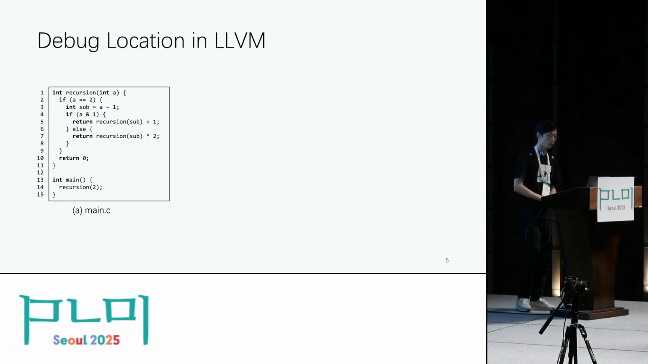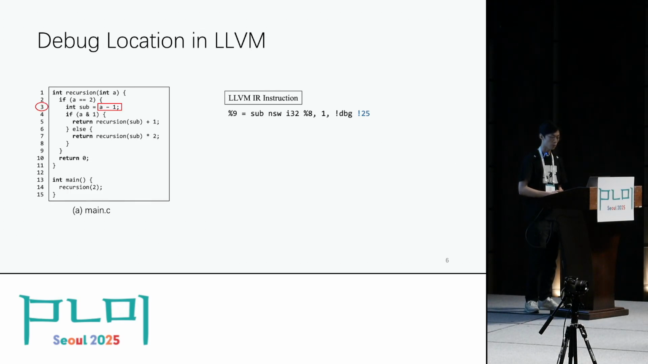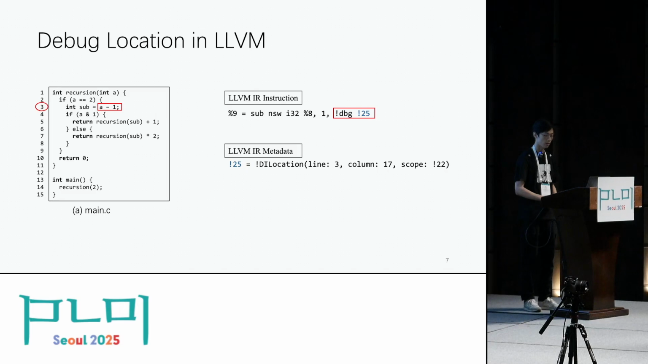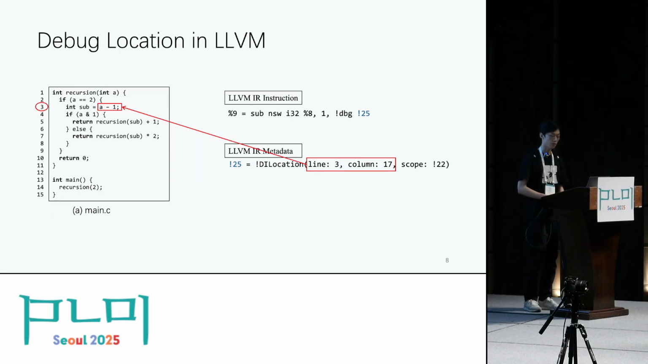In LLVM, debug location is a kind of metadata attached to LLVM IR instructions. Here is an example. In the same C code, the subtraction expression a-1 in line 3 is compiled to this sub instruction in LLVM IR. If we enable debugging compilation, this instruction would be attached with an additional compilation metadata, which is the debug location. It's easy to see that the first two fields of the debug location map the instruction back to line 3 and column 17 in the source code. To use such information to perform reliable program analysis, we wish the mapping to be accurate.